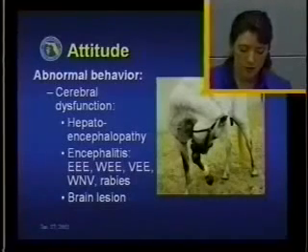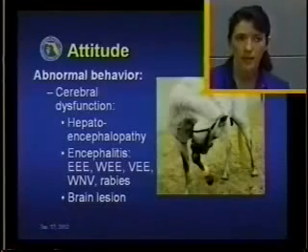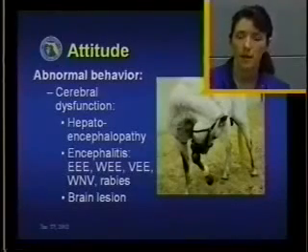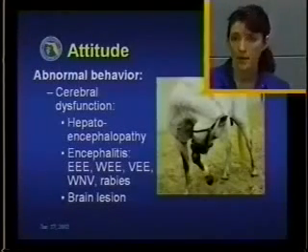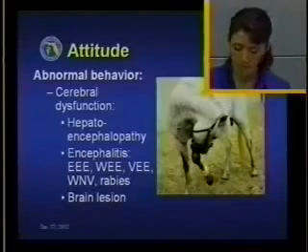Other potential causes of brain dysfunction will be any brain lesion that can be caused by trauma as a consequence of a lightning strike, or as a consequence of the presence of a brain abscess or a brain tumor.